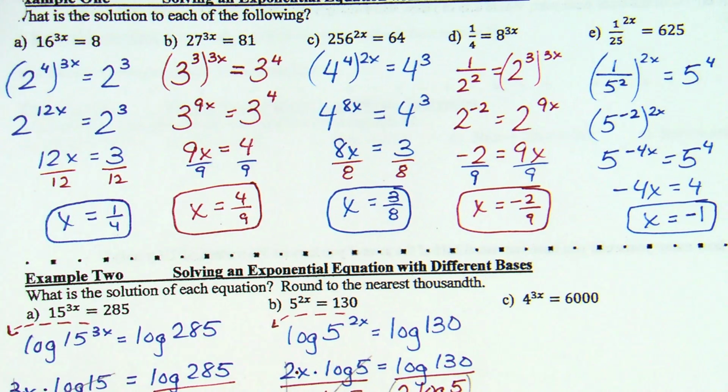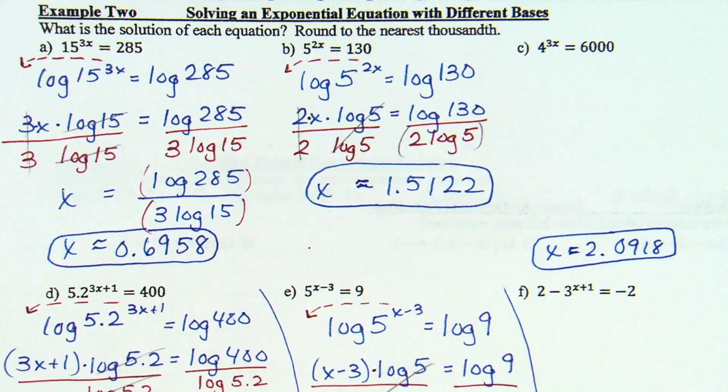Then we hit example 2. In example 2, we couldn't get the same base. So what became our new plan when we couldn't get the same base? Okay, we had to take the log of each side, which really just means writing the word log on each side and then going from there.